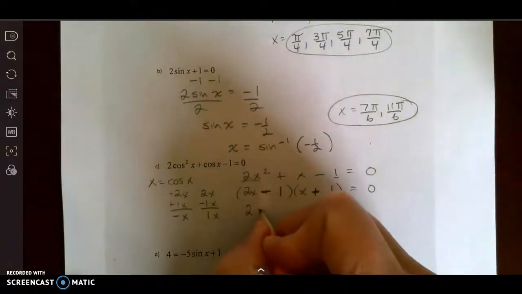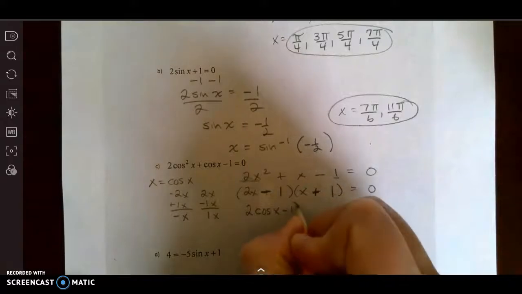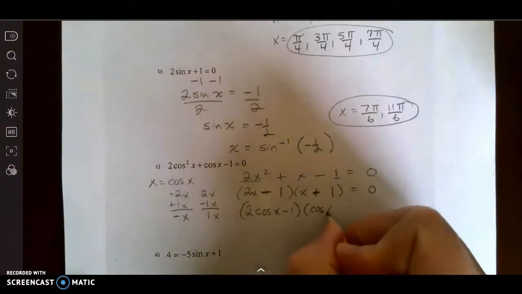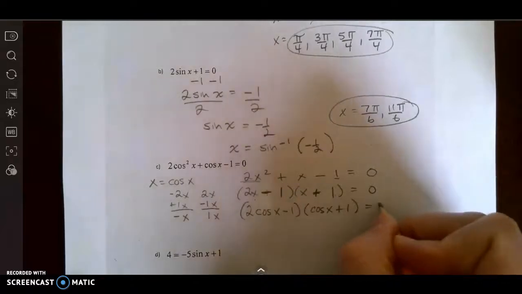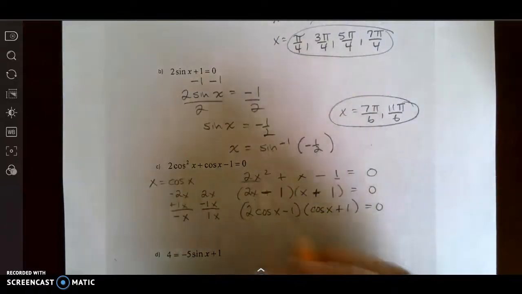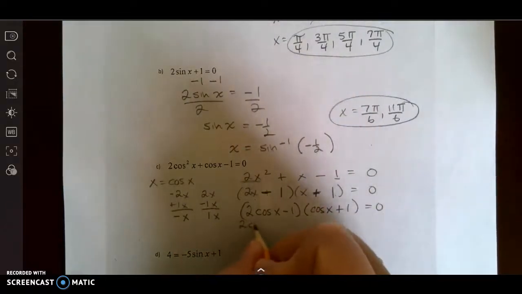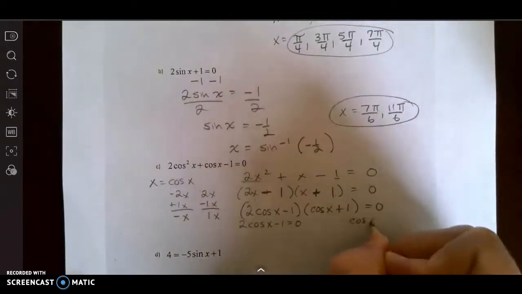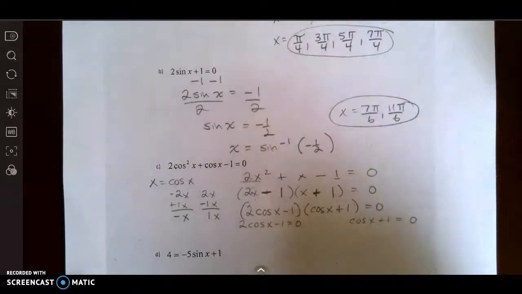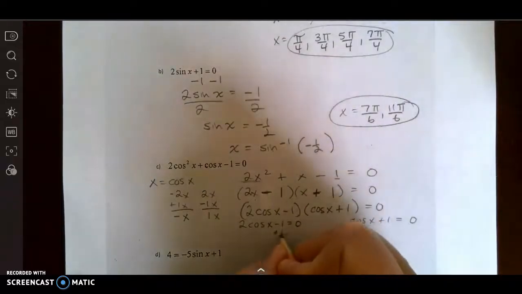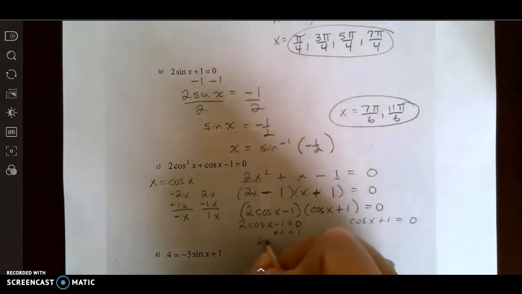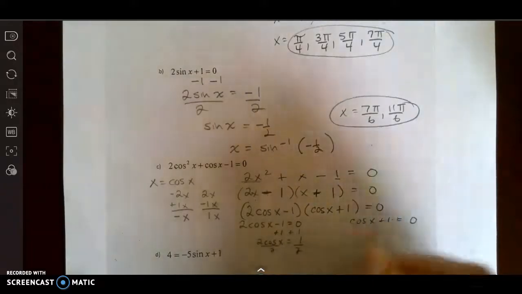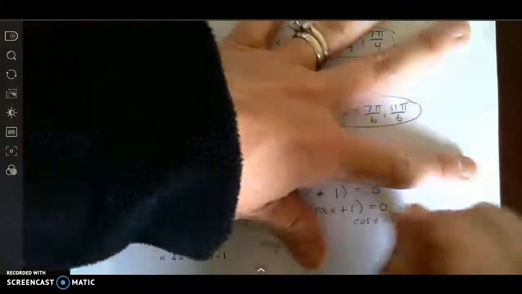So I get 2 times the cosine of x minus 1. I'm putting that cosine of x back in. And cosine of x plus 1 equals 0. So now I need to solve each one of these. So 2 times the cosine of x minus 1 equals 0, and cosine of x plus 1 equals 0. Add 1. 2 times the cosine of x equals 1. Divide by 2.